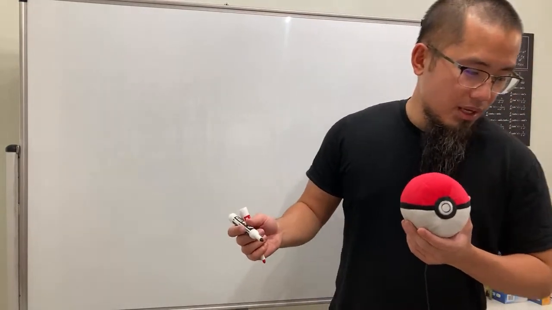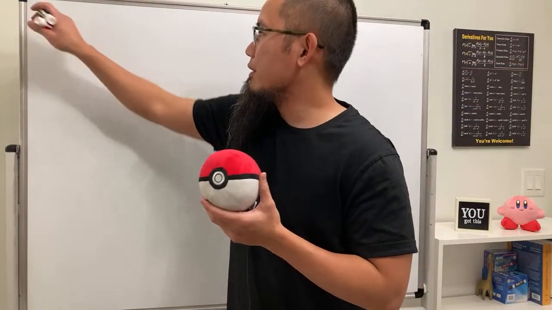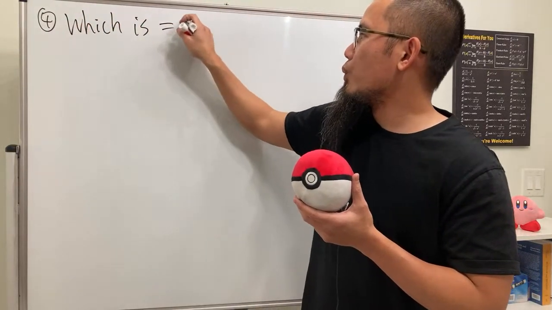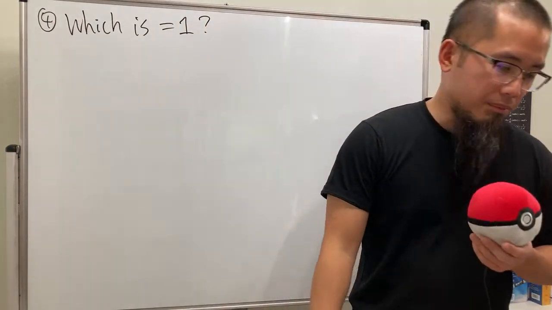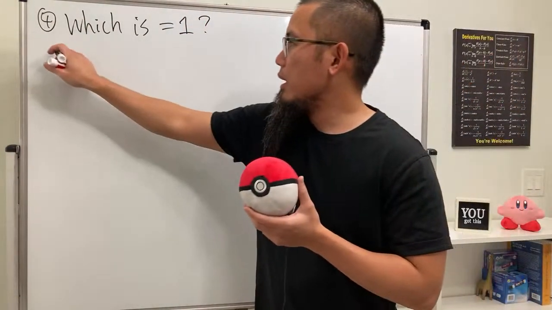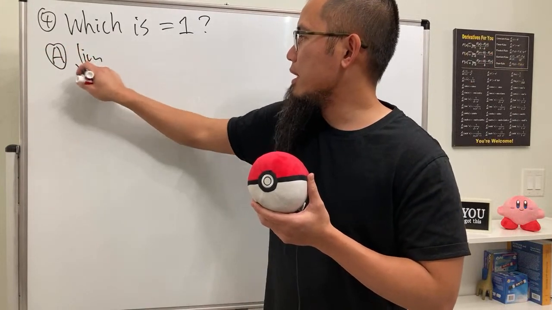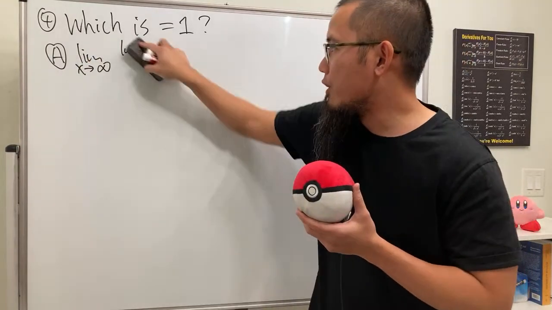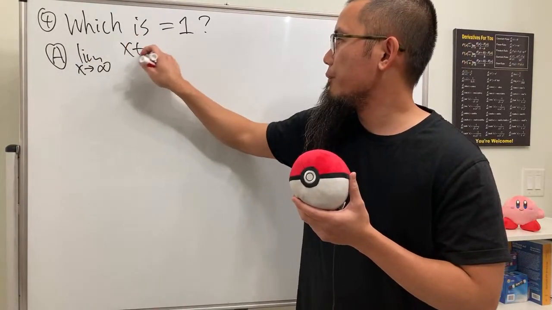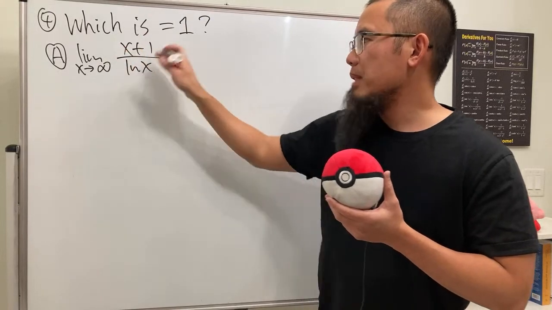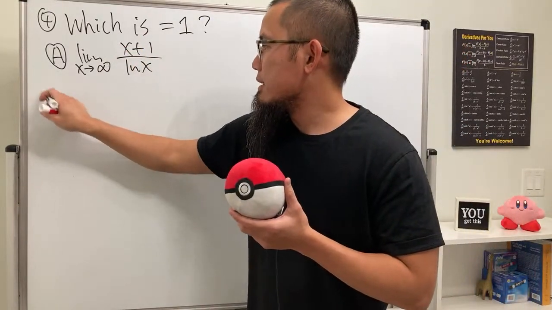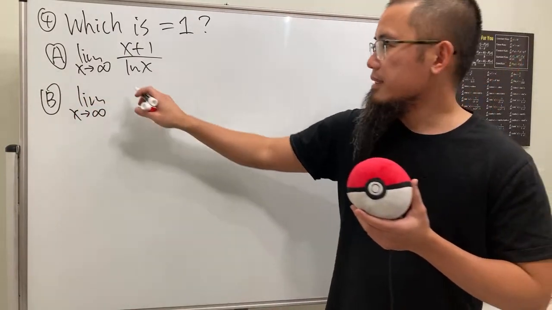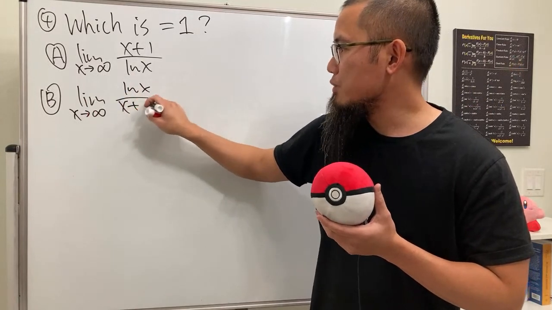Okay, I did this question in a video already, but let's go ahead and do this together. Which of the following is equal to 1? I also explained my thought process of coming up with this question, but let's go ahead and do it. Here we have A, the limit as x approaches infinity of ln of x plus 1 over x. And then B, x plus 1 over ln x. Next, C, the limit as x approaches infinity of ln x over x plus 1.